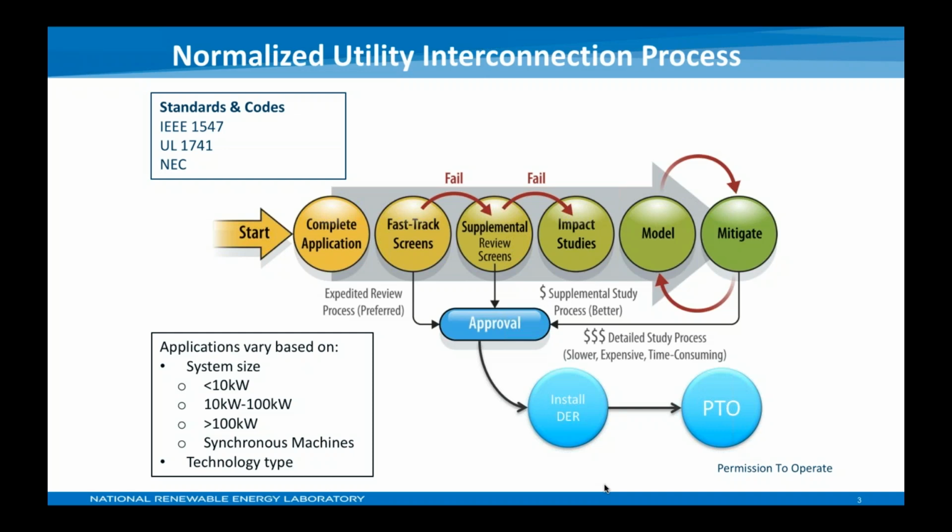And I think that's one of the key things that we've all been working on to improve, and that is to develop more specific supplemental and fast track screens that actually give fewer false positives that then have to go into impact studies and more expensive processes, and make it easier and remove barriers for interconnection. So some types of fast screens are based on system size, as shown below, and some other ones that you'll hear, I think I have, yes, this next slide.